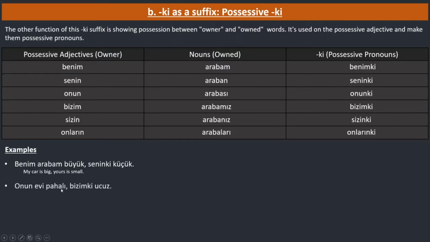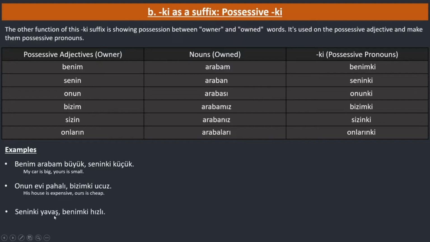Onun evi pahalı, bizimki ucuz. His or her house is expensive, but ours is cheap. So ev is implied or mentioned in the context. That's why I can simply say bizimki instead of repeating and mentioning ev again. So instead of saying onun evi pahalı, bizim evimiz ucuz, I can directly say bizimki ucuz.